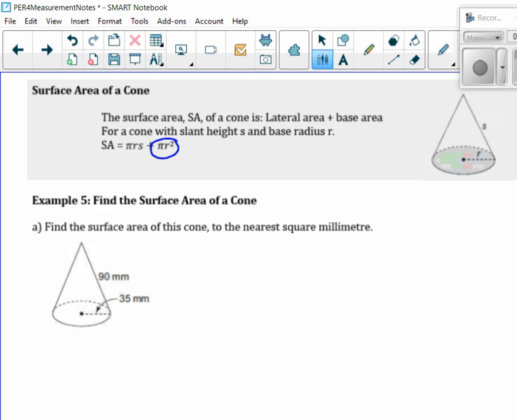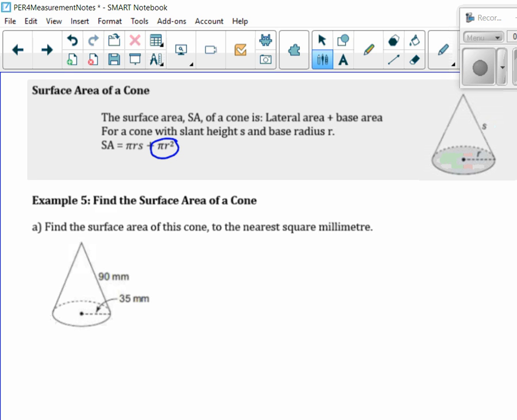What's pi r squared? Yeah, okay, and again, I don't know how your grade 9 teachers taught you for pi, but we do not use 3.14. We use the pi button, okay? So pi r squared is the area of this circle as the base, and then pi r s, does everybody see this S? Is the slant height. Again, it's not the height of the cone, it's the slant height.